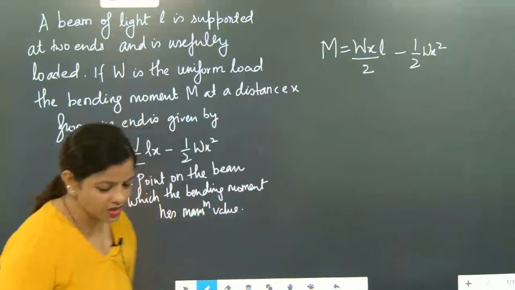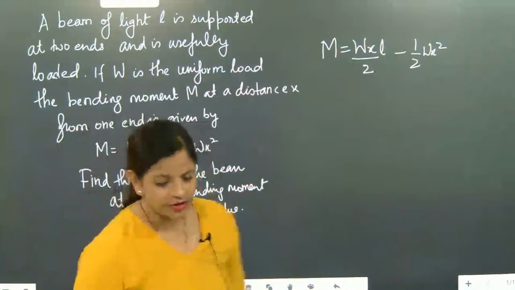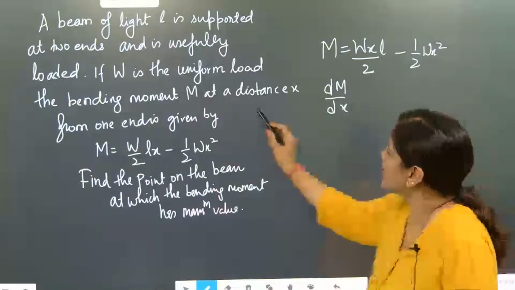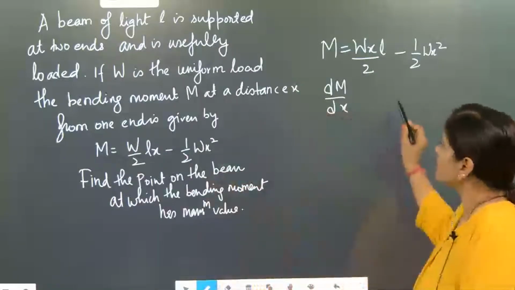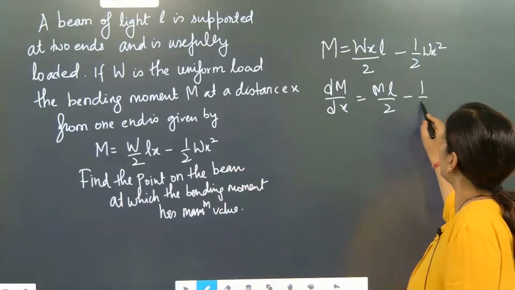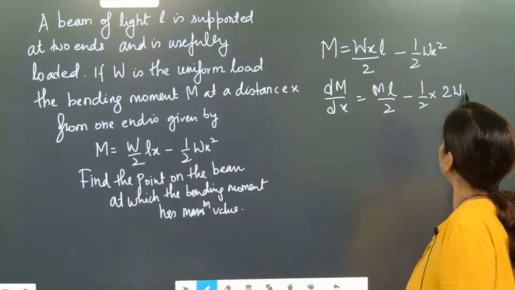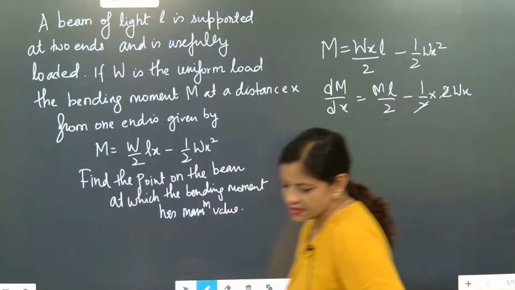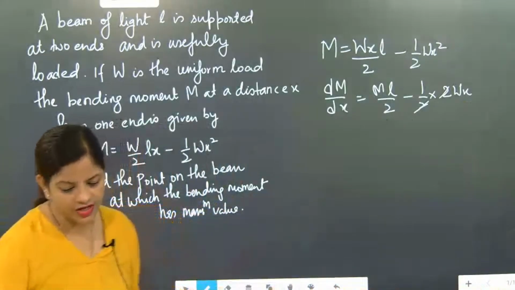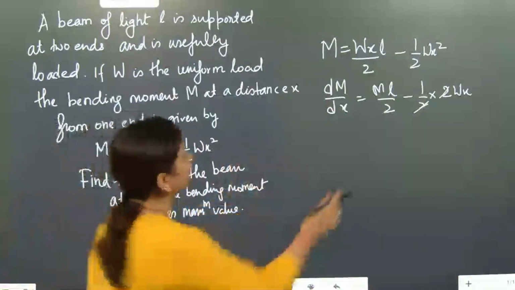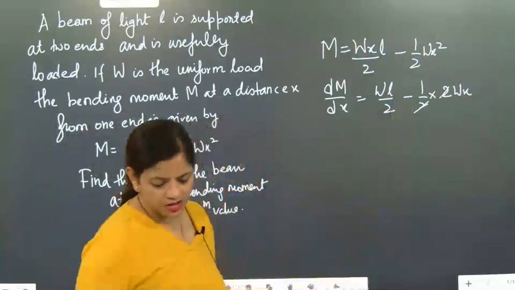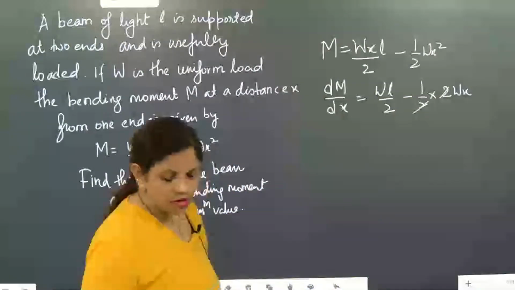So now we will differentiate it. Once we differentiate, what answer do we get? dM by dx, because we have to differentiate with respect to x. So it comes as WL by 2 minus half into 2Wx. Now for getting the value, we have to make it equal to 0. So WL by 2 minus Wx equal to 0.